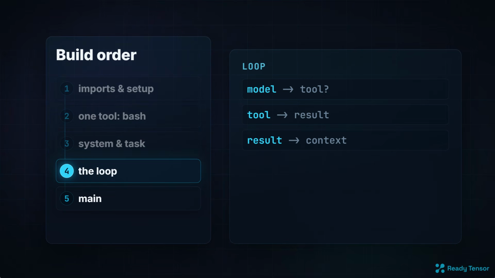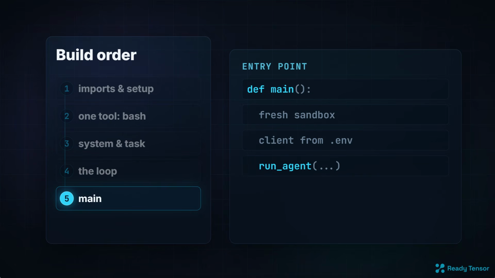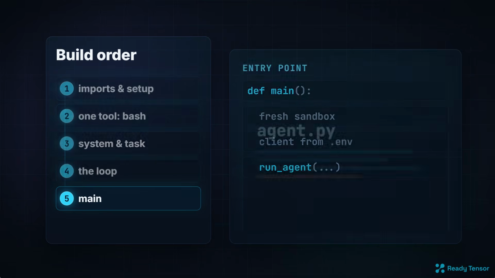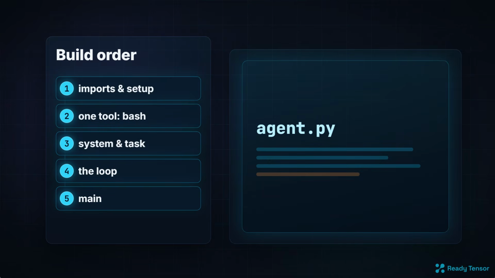Then the loop itself. Call the model. Run a tool if it asks. Feed the result back. And stop when there are no more tool calls. And finally, main. The entry point that sets everything up and hands it all to the loop. That's the build order for our agent loop.